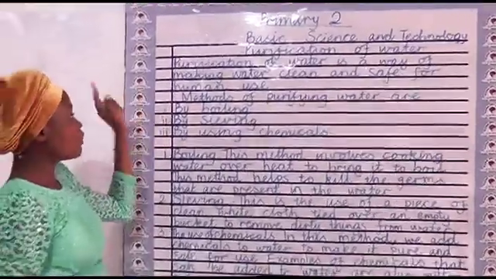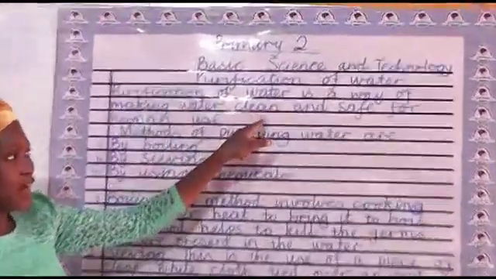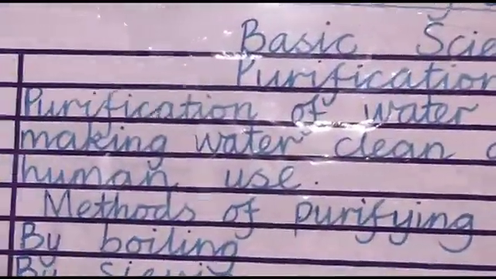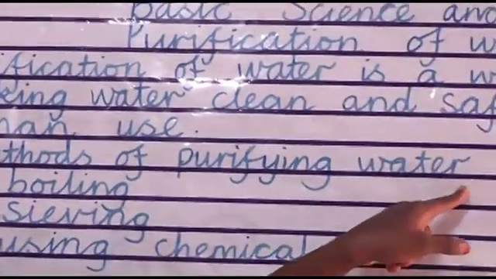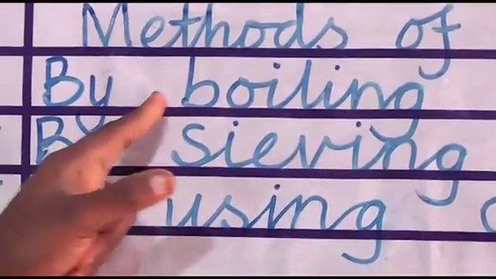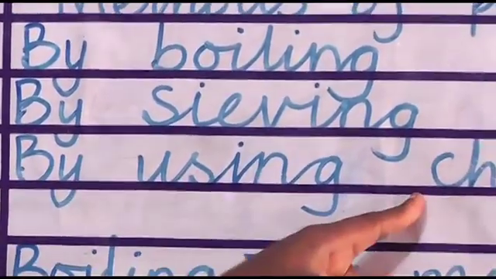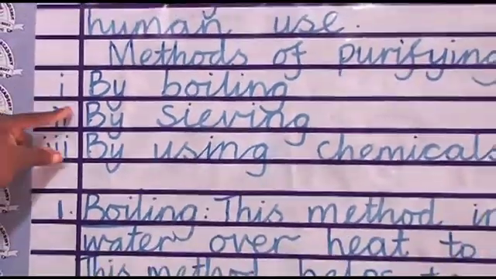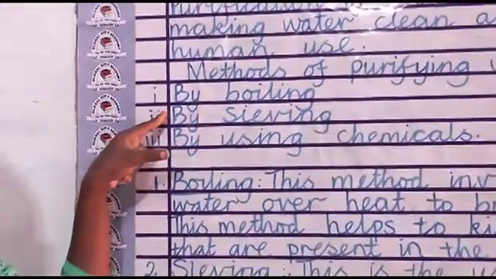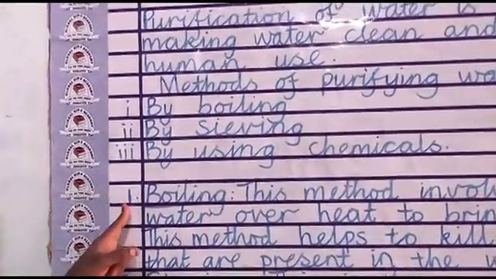Now that I said purification of water is a way of making water clean and safe for human use. Methods of purifying water are by boiling, by sieving, by using chemicals. These are the two that we just practice now, by sieving and by using chemicals. What we mean by boiling?